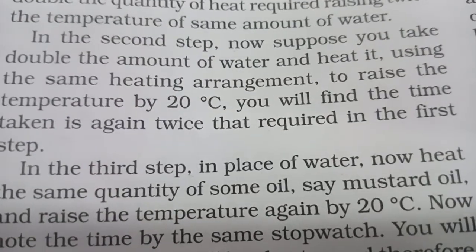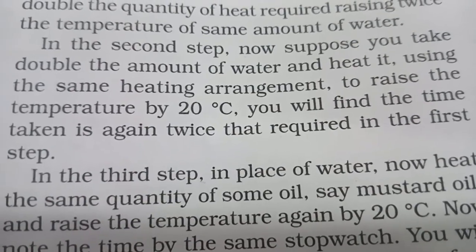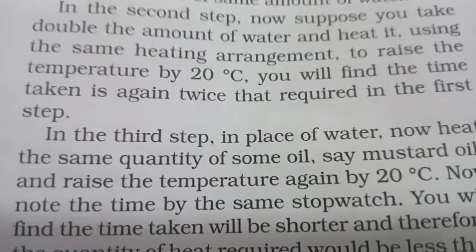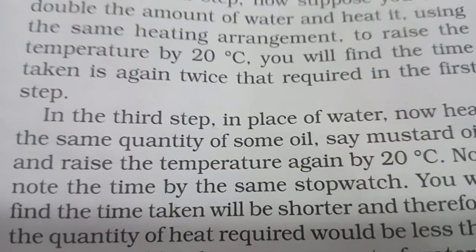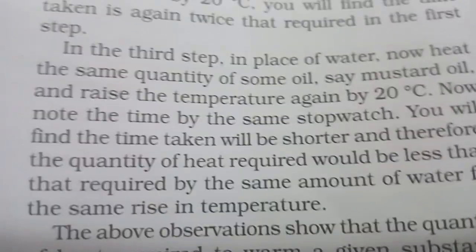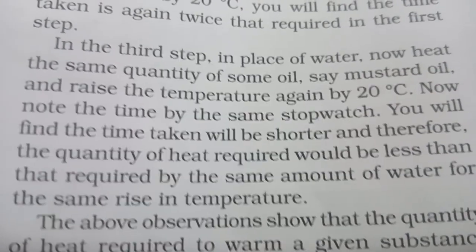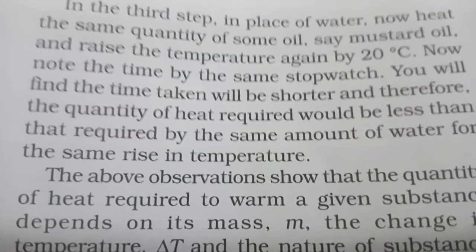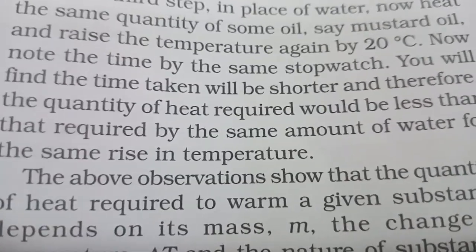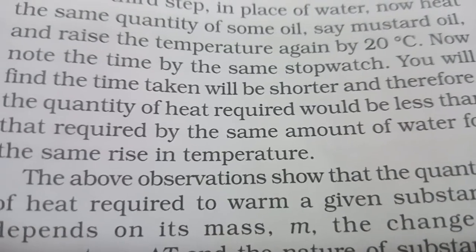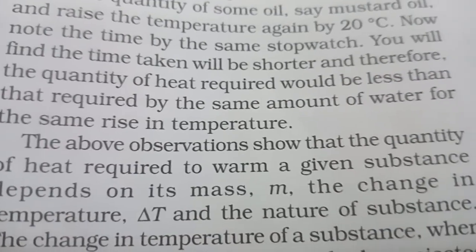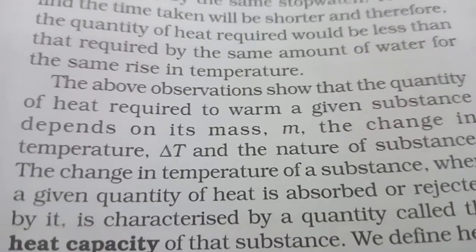In the second step, now suppose you take double the amount of water and heat it using the same heating arrangement to raise the temperature by 20 degrees centigrade. You will find the time taken is again twice that required in the first step. In the third step, in place of water, now heat the same quantity of some oil, say mustard oil, and raise the temperature again by 20 degrees centigrade. Now note the time by the same stopwatch. You will find the time taken will be shorter, and therefore the quantity of heat required would be less than that required by the same amount of water for the same rise in temperature.